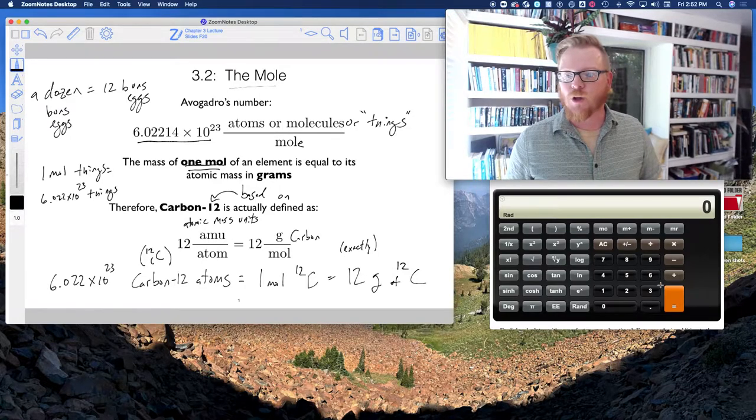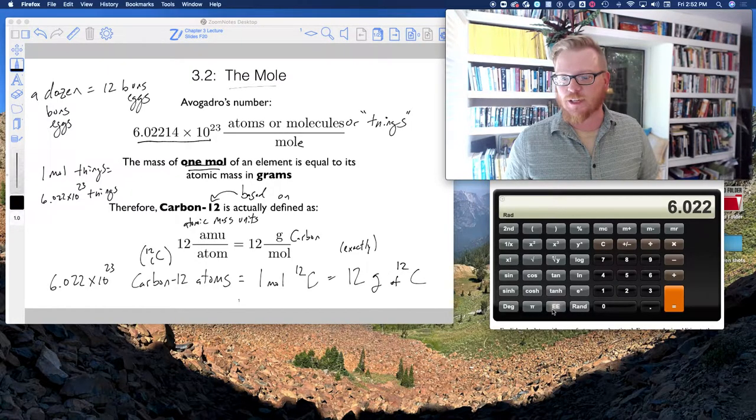all right? So I'm gonna say 6.022, and this is a fantastic scientific calculator. Look, it has that double E button that I love so much, E23. And when I say equals, in calculator language, 6.022 E plus 23 means this, okay?